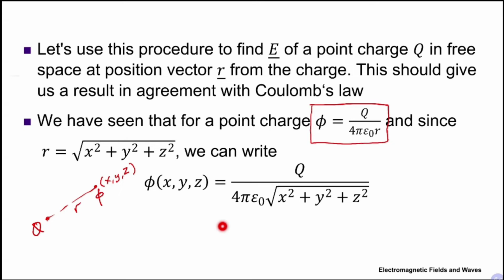And therefore, we can work out our R using Pythagoras. R will be equal to the square root of x squared plus y squared plus z squared. And therefore, we can rewrite our electric potential as Q over 4 pi epsilon naught square root of x squared plus y squared plus z squared. So basically we're just getting from here to here by substituting R as the square root of x squared plus y squared plus z squared.